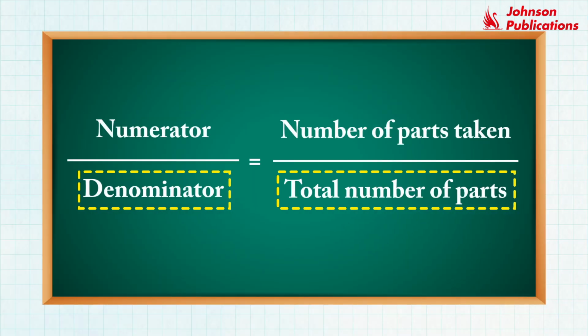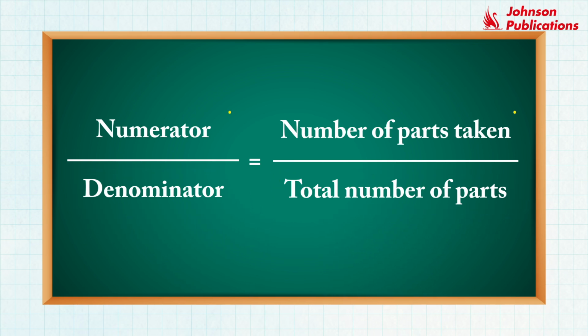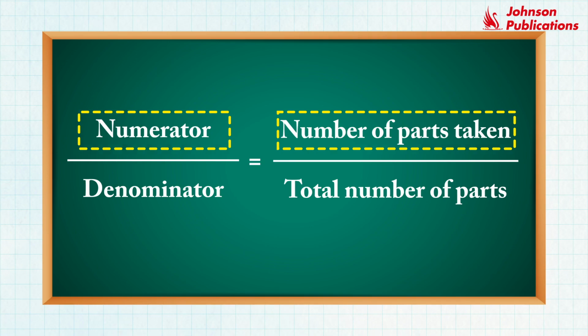The denominator of a fraction represents the total number of parts of a whole or a collection. The numerator represents how many equal parts of the whole or a collection are taken.